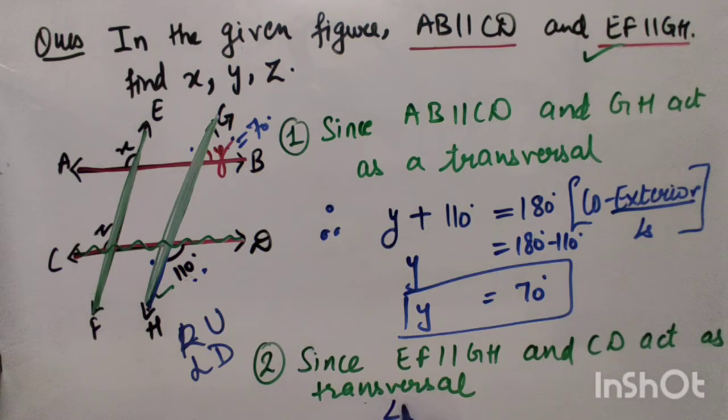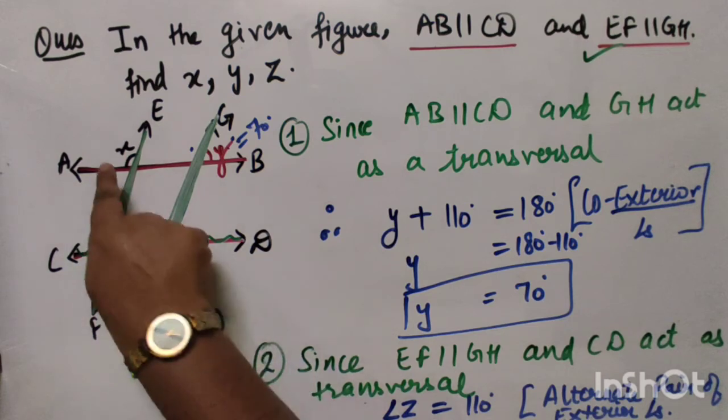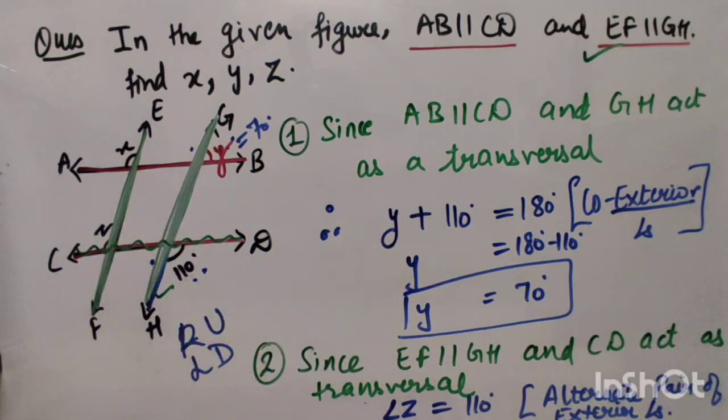So we can write angle Z will be equal to 110 by using alternate pair of exterior angles. Right, children? So you got this key, how we are getting this angle by using the concept of alternate exterior angles. Now we are moving toward the last part, that is X.